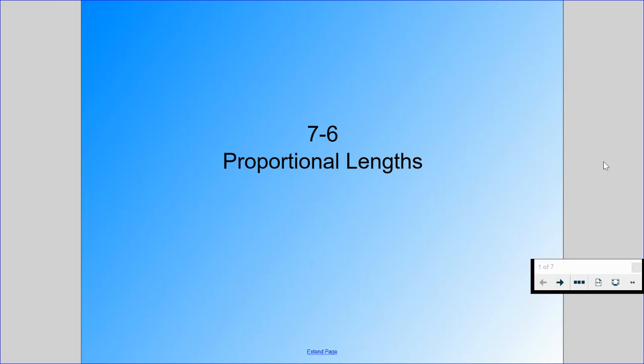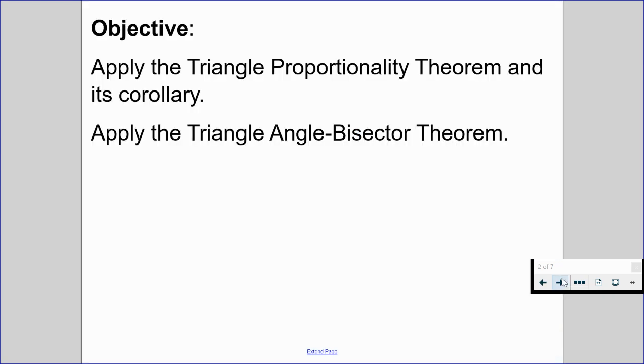In this video, we are going to be going through Chapter 7, Section 6, titled Proportional Lengths. By the end of this video, we should be able to apply the Triangle Proportionality Theorem and its corollary, as well as apply the Triangle Angle Bisector Theorem. So please have out your guided notes.